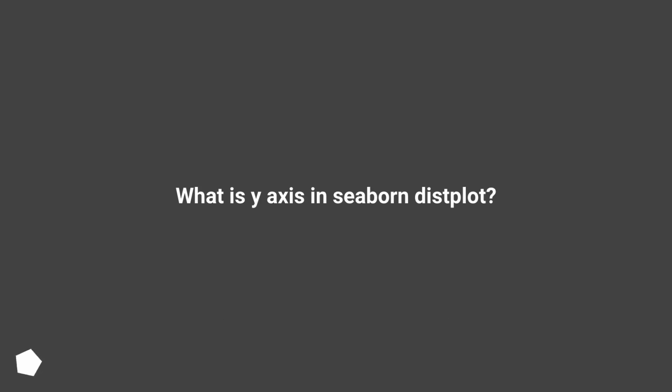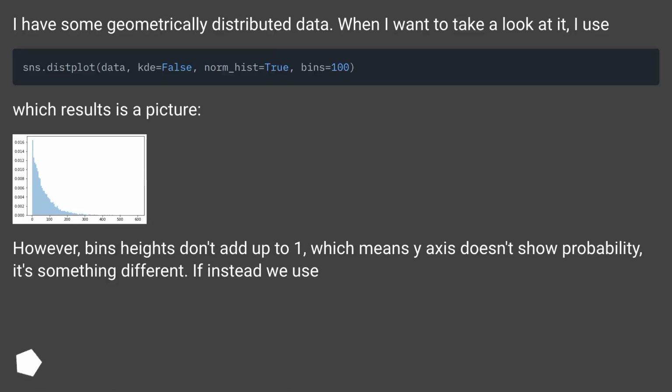What is the y-axis in seaborn distplot? I have some geometrically distributed data. When I want to take a look at it, I use distplot, which results in a picture. However, the bins' heights don't add up to 1, which means the y-axis doesn't show probability, it's something different.